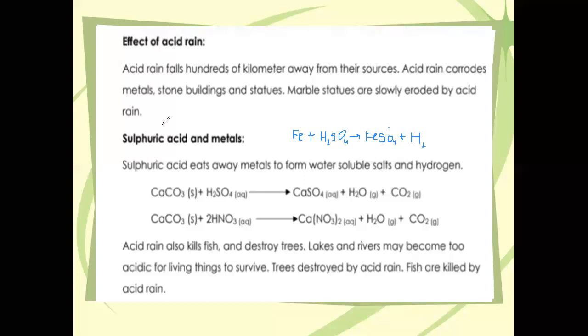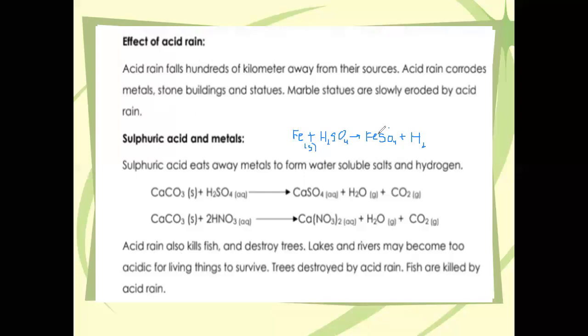So the effect of acid rain is not only on marble and on aquatic life, but also on metal as well. They convert the solid iron, which is in the solid form.